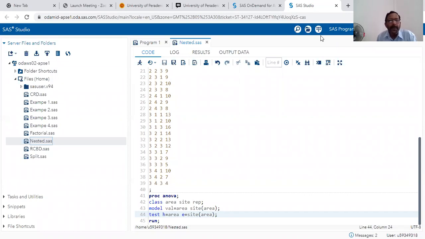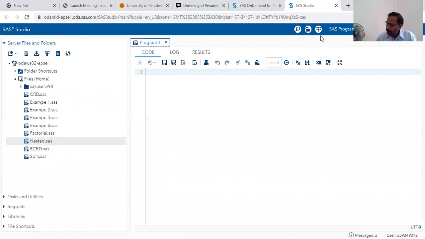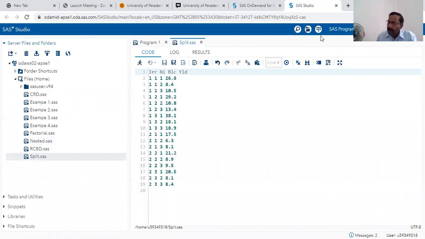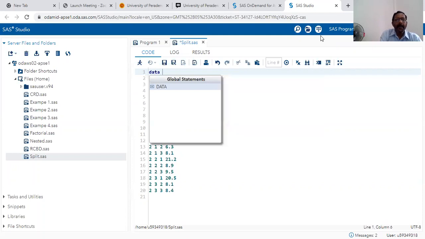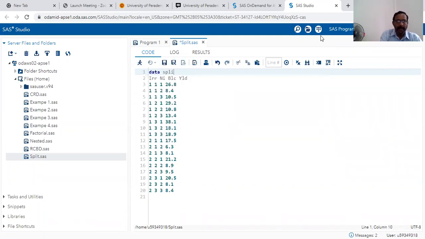Okay, now I'm going to talk about split plot design, right? Split plot design, the same example that we took in the class. I'm going to do it again. I have already entered the data, so I'm going to say data split plot. So I will simply say split, right?